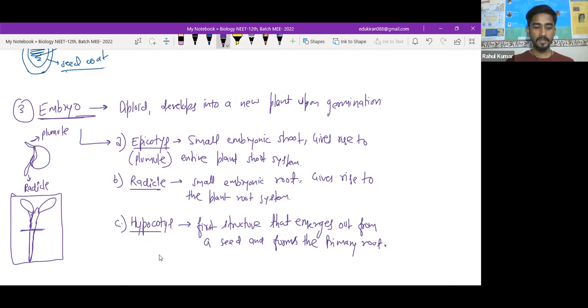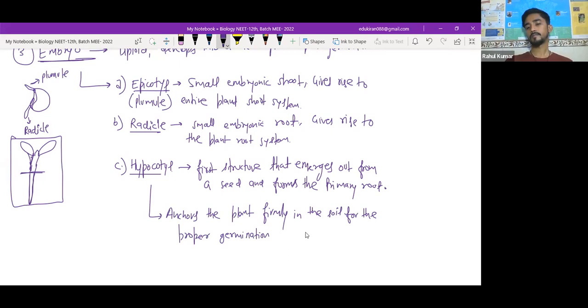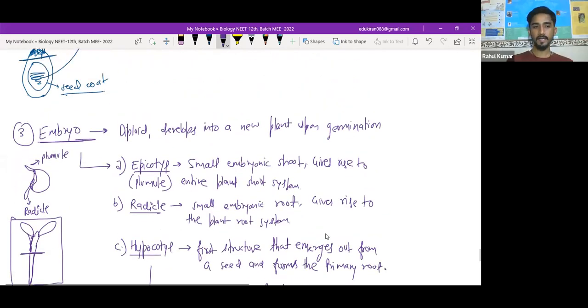So what does hypocotyl do? Write down: it anchors the plant firmly in the soil for the proper germination to occur. Okay, is it clear, everyone? Yes. These structures of seed coat, endosperm, and the embryo are clear.